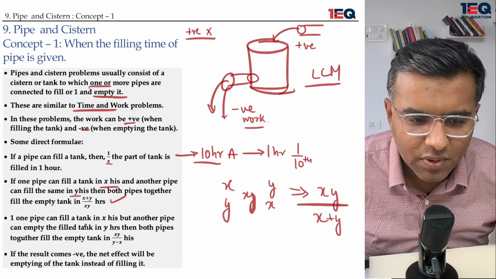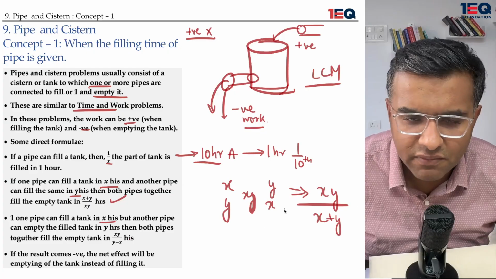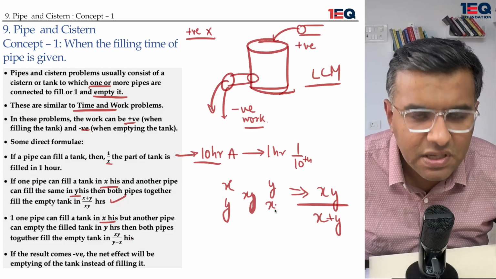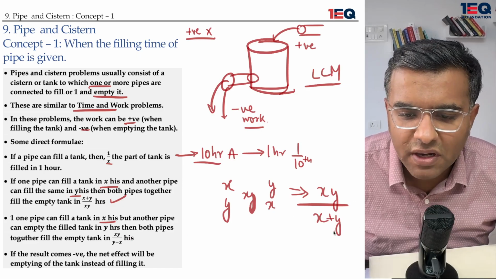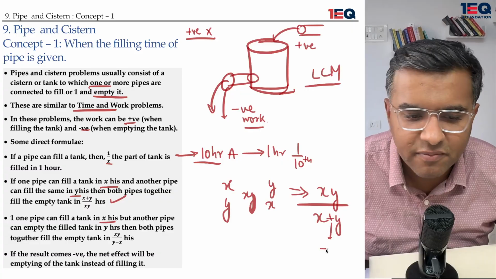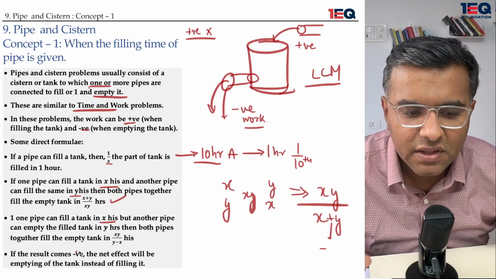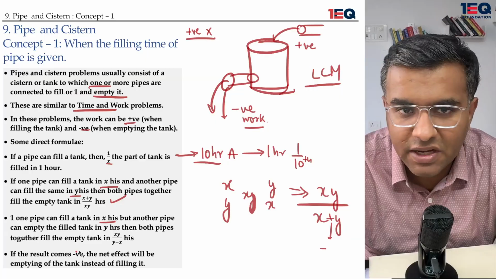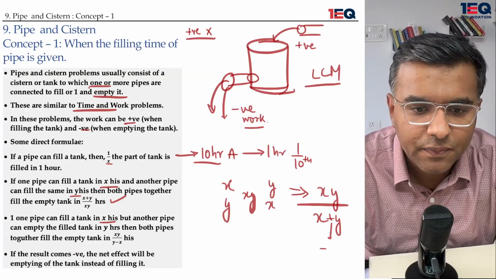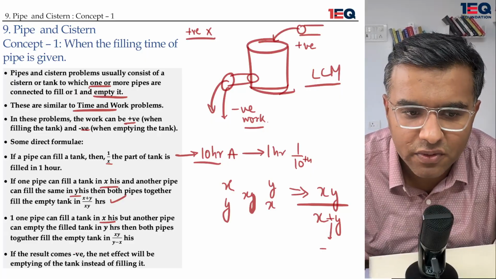Then, one pipe can fill a tank in x hours, but another pipe can empty it. When one of the pipes is an emptying pipe, instead of plus over here, we would have minus. If the net result comes out to be negative, that means the tank was emptied and not filled. So we have everything in place. We'll quickly move to the questions now.